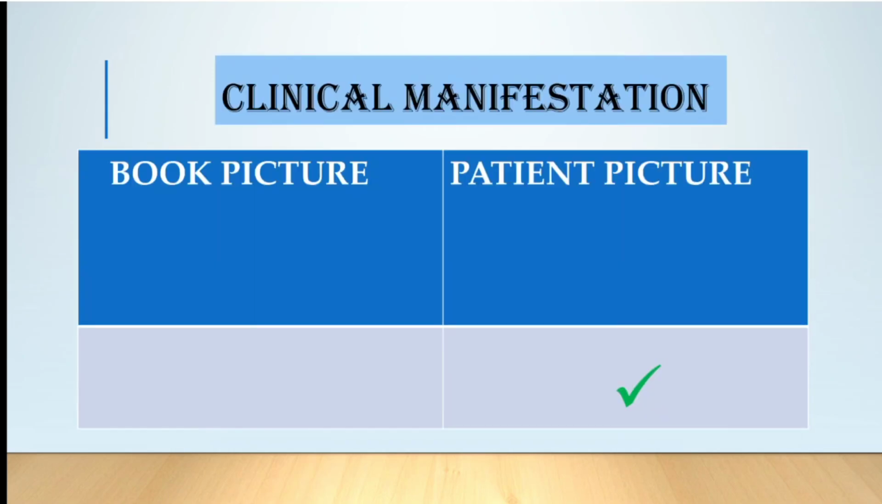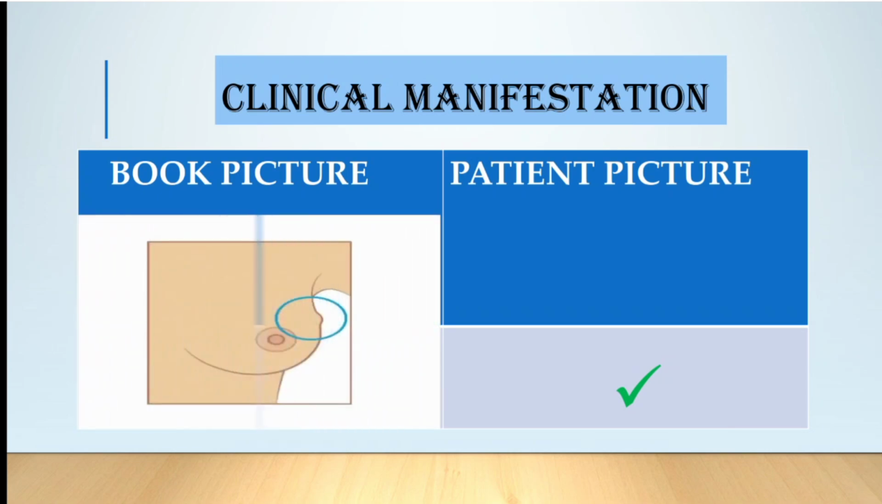Now if we see the clinical manifestations, the patient will have a lump, or you can see the presence of a lump in her breast. Especially it is most common in the upper outer quadrant of the breast. If we do an assessment of the patient, we will find that it is hard, if it is palpable.